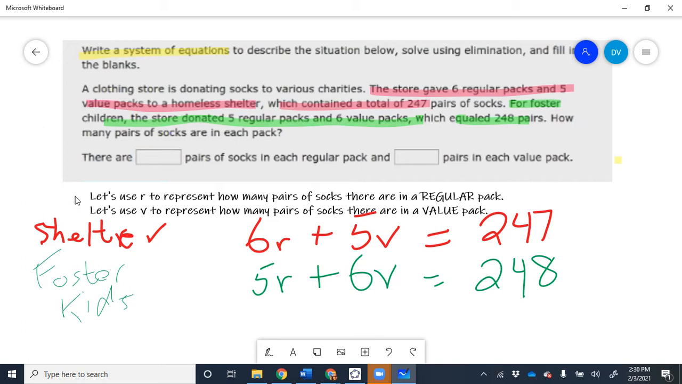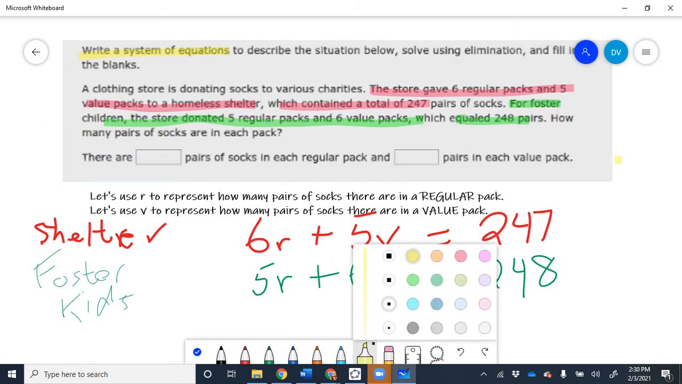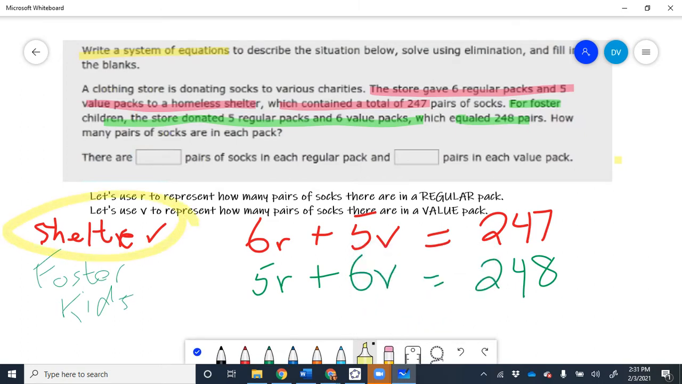First, they're going to give 6 regular packs and 5 value packs to a homeless shelter. And I'm using red. That gives a total of 247 pair of socks. So we need an equation for that. And if you look here in the red, well, I'm circling with yellow, right? For the homeless shelter, we got 6 regular, and 5 value because we used V for value, and it adds up to 247. So that's why we wrote that first equation in red.